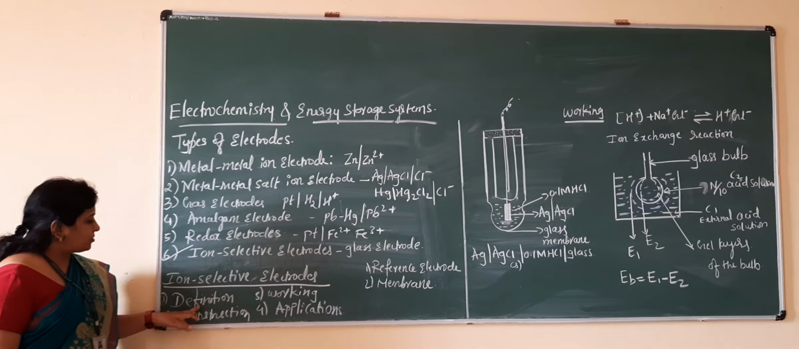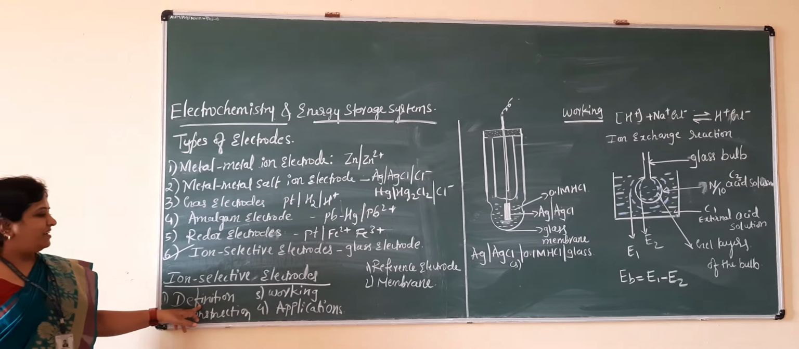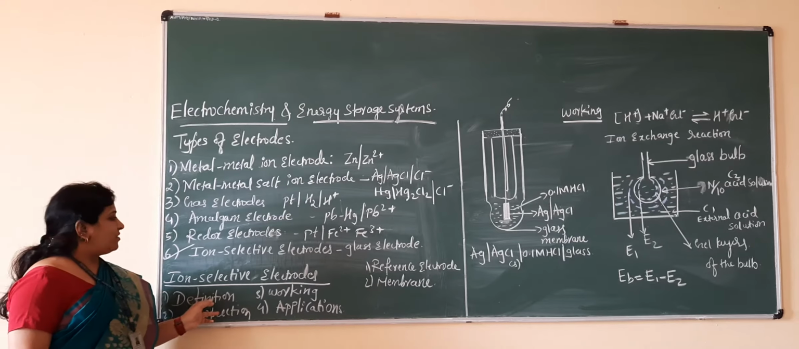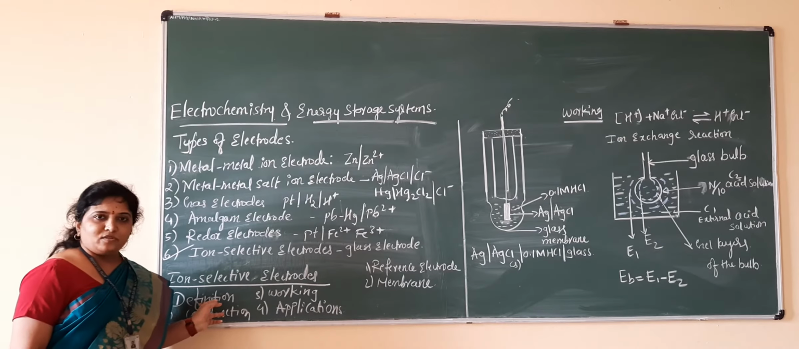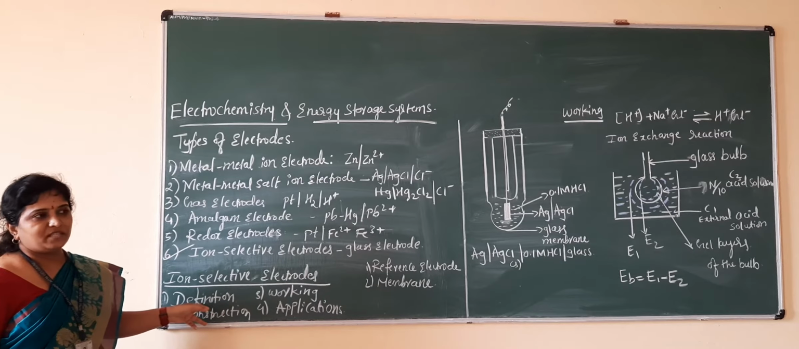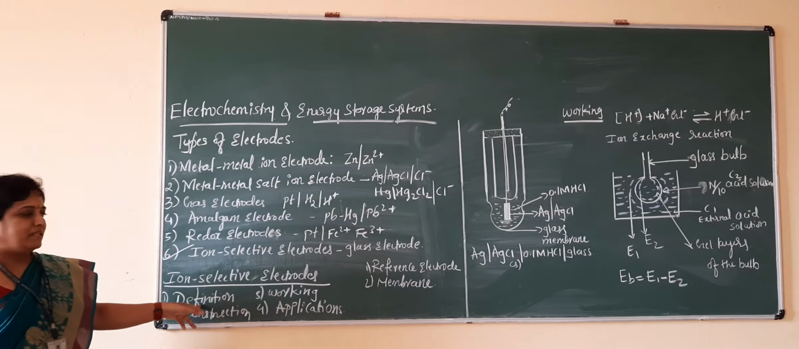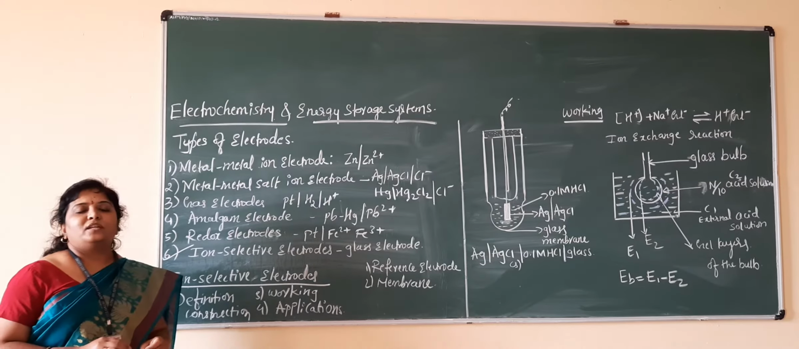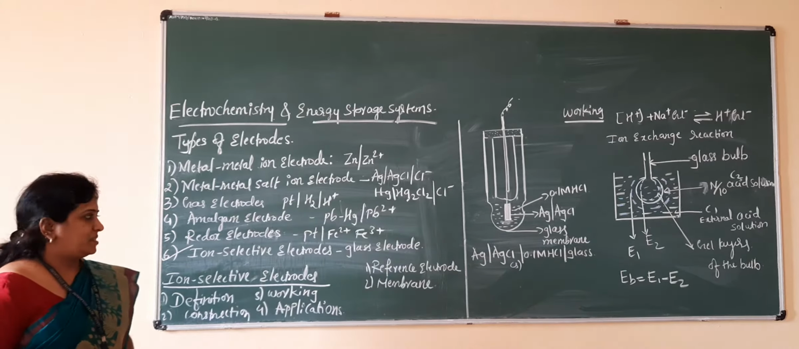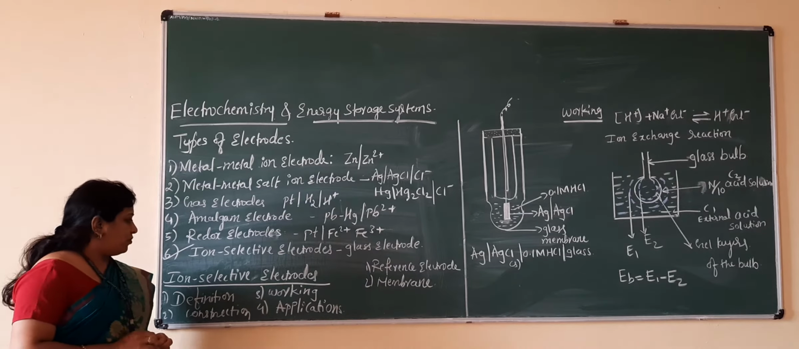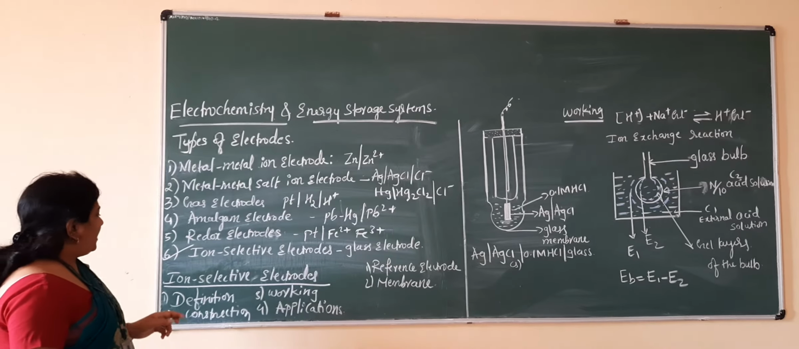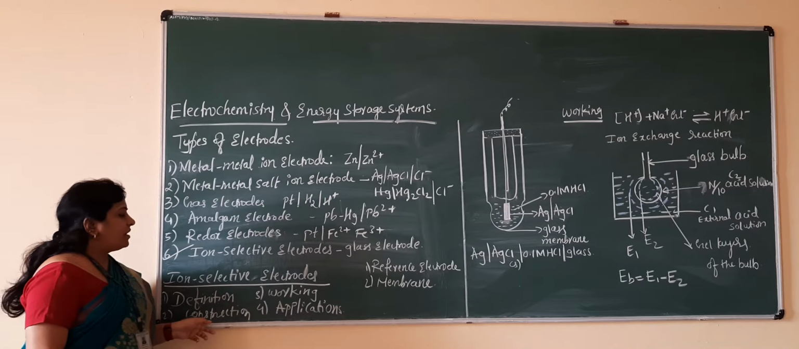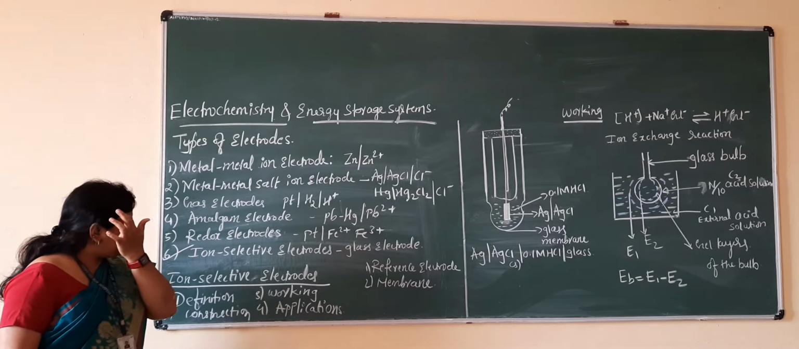The definition of ion selective electrodes we have already discussed. Ion selective electrodes are electrodes which are selectively specific to certain kinds of ions and develop a potential according to the concentration of the ion. So those are called ion selective electrodes. Now let us go for the next point.